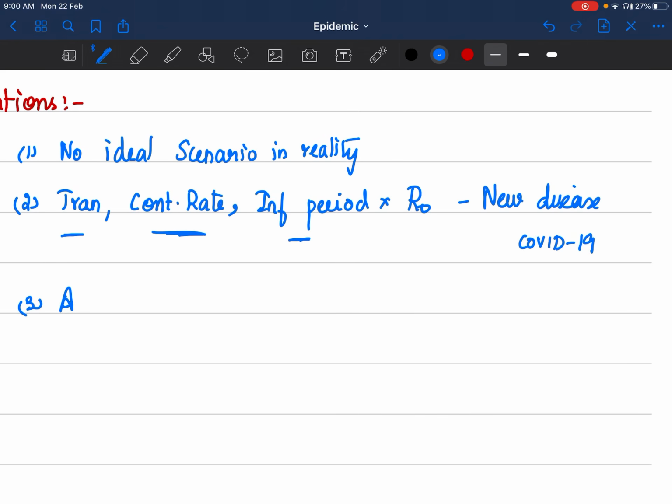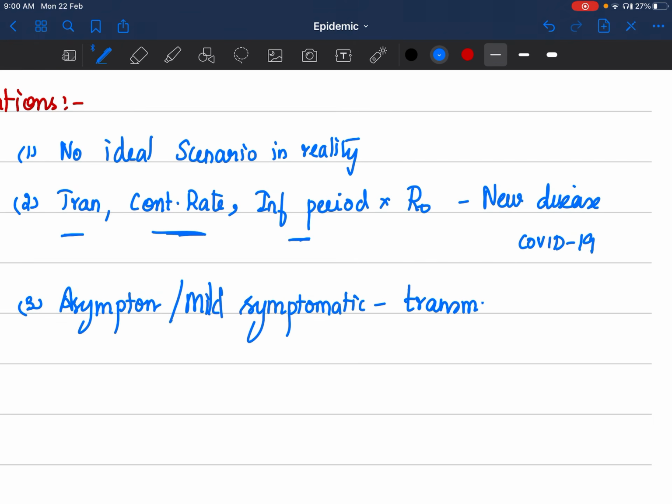So asymptomatic or mildly symptomatic people transmitting infection. Again, you will not be able to calculate. And changing susceptibility of the population.